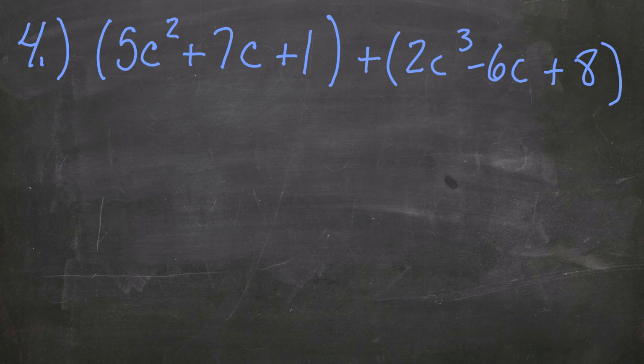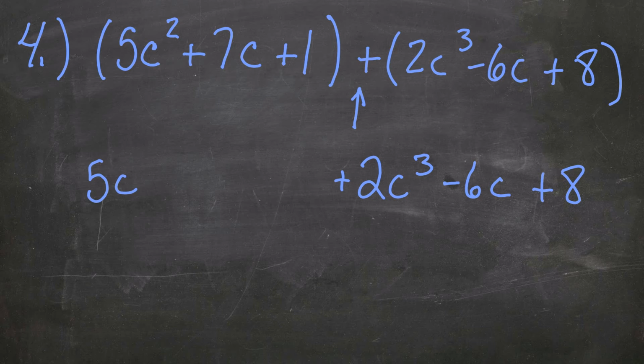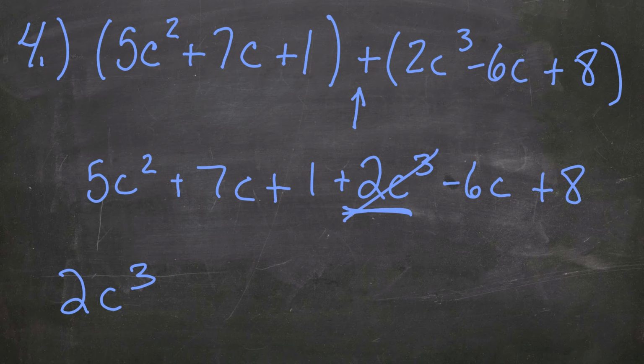Four, just like number 3, there's a plus sign in the middle right there. So this becomes 2c cubed minus 6c plus 8. The first set of parentheses doesn't change. So it becomes 5c squared plus 7c plus 1. I combine like terms. Me personally, I always look for the highest exponent first. That's why I start with 2c cubed. There are no other cubes, so it just becomes 2c cubed.